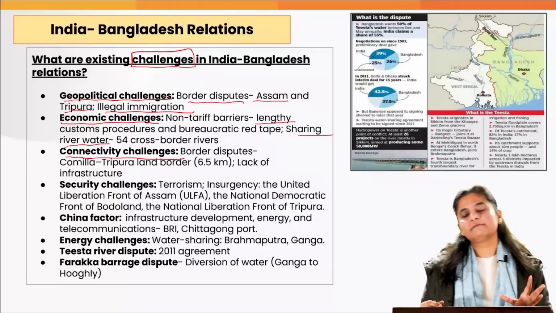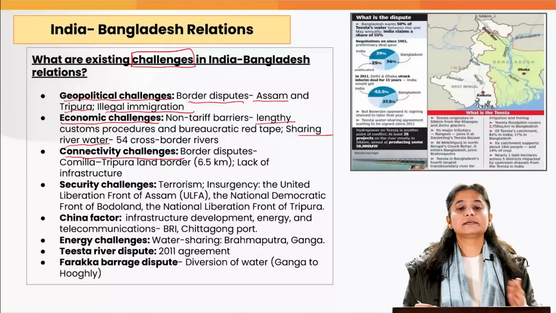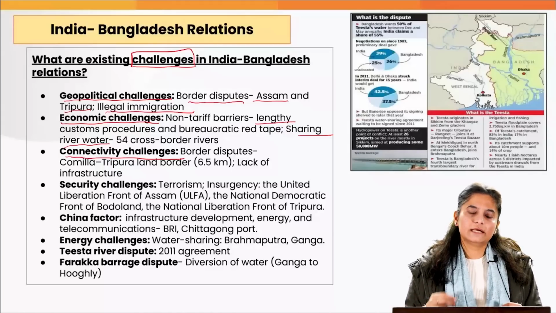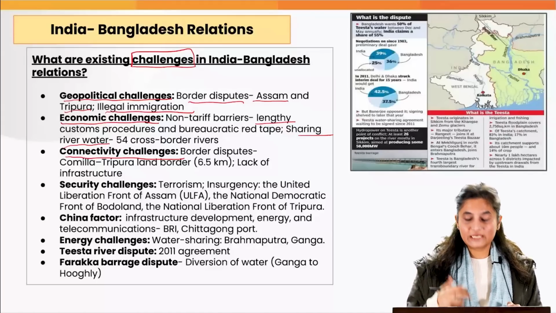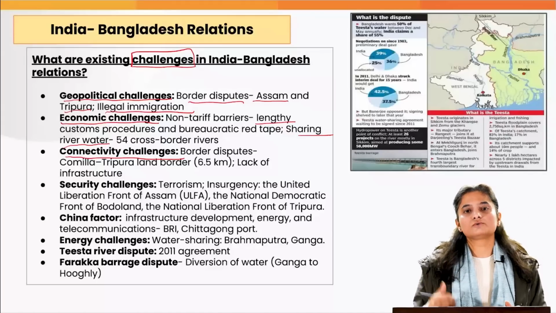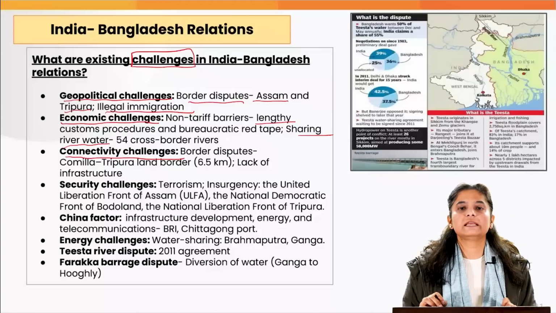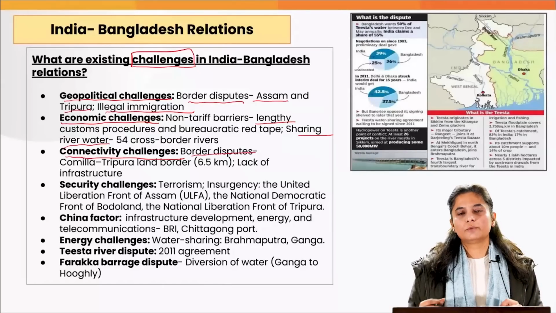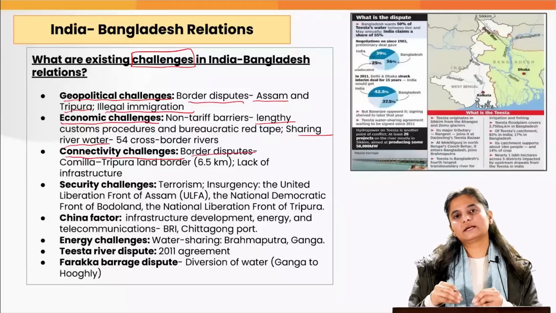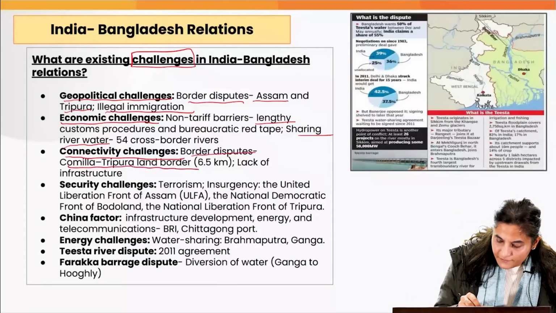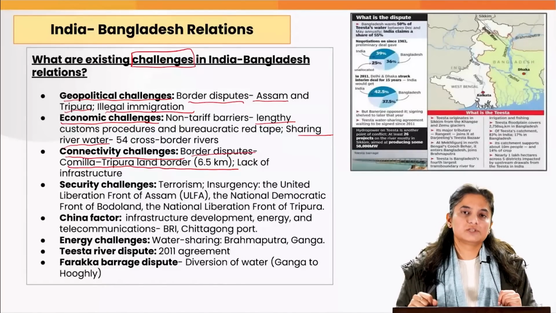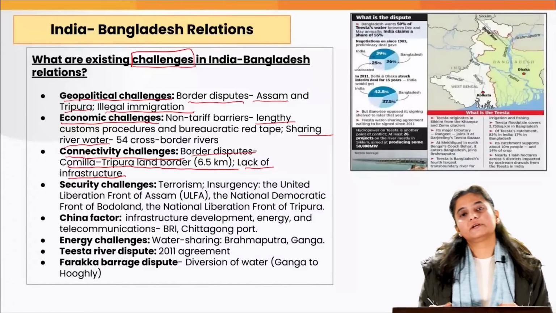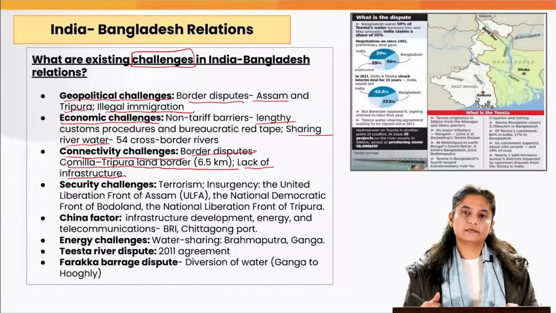Then connectivity challenges. Although we have undertaken a few projects, the implementation and execution speed has been slow. Also, the project outlay has increased due to the delay in time. It has sometimes led to wasteful expenditure. The project cost also multiplies, and it sets a bad precedent in terms of neighborhood relations. There are also border disputes. Unless those disputes are settled, we cannot have better connectivity, because those connectivity slots have to be settled at the borders also. Then we have the Comilla-Tripura land border. It is around 6.5 kilometers in length, but like I said, this is demarcated, yet still not marked, and there is a range of issues. There is also a lack of infrastructure, be it at the border or the regions nearby.